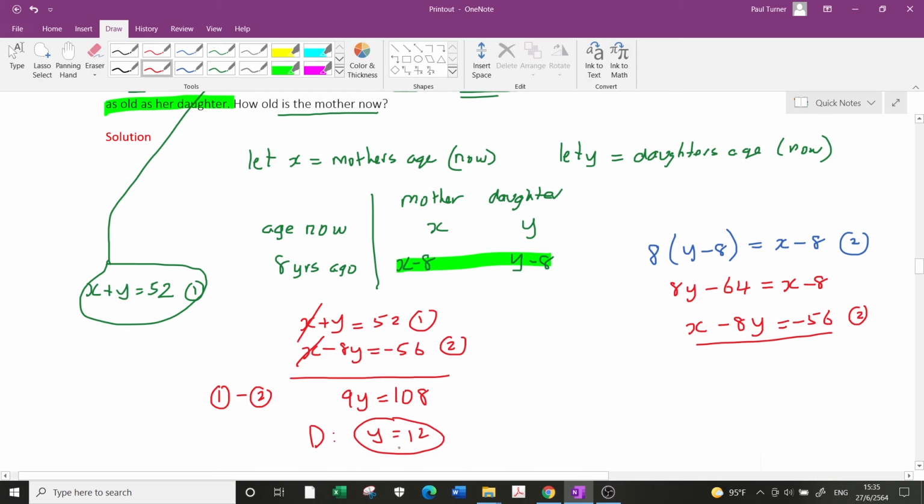So then how old is the mother then? She is 12 plus y, which is 52. So in this case, the mother must be 40 years old. Okay, so this is the mother's age. And that's how old the mother is now. That was actually the answer there, this one. It doesn't ask for the daughter's age, but we calculate anyway.